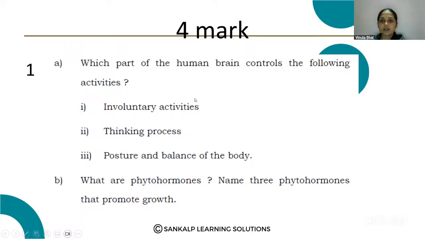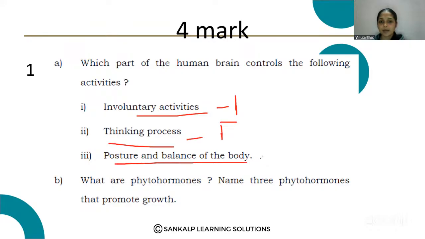So, important 4 mark questions. Which part of the human brain controls the following activities? Involuntary activities, that is the midbrain and hindbrain, especially the medulla oblongata in the hindbrain. Thinking process, that is the forebrain. Posture and balance of the body, that is the cerebellum.